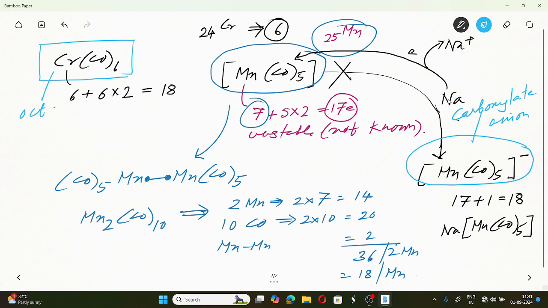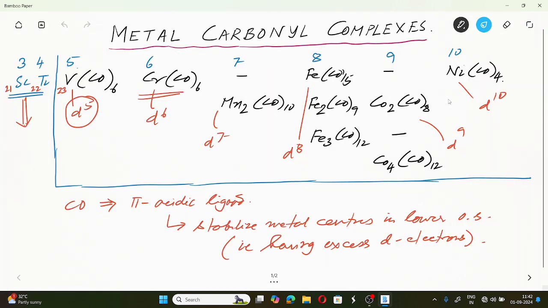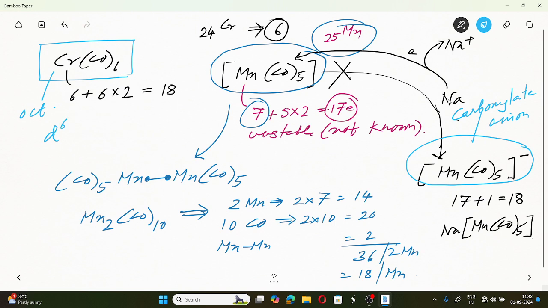Now, this is a d5 low spin system. It will not be perfectly octahedral, but it is octahedral. Fine. So why did I say this? This is chromium. We have seen that chromium is d6, and it is perfectly octahedral. Chromium is d6 low spin. So d6 low spin octahedral. That means, you see, this is the situation.